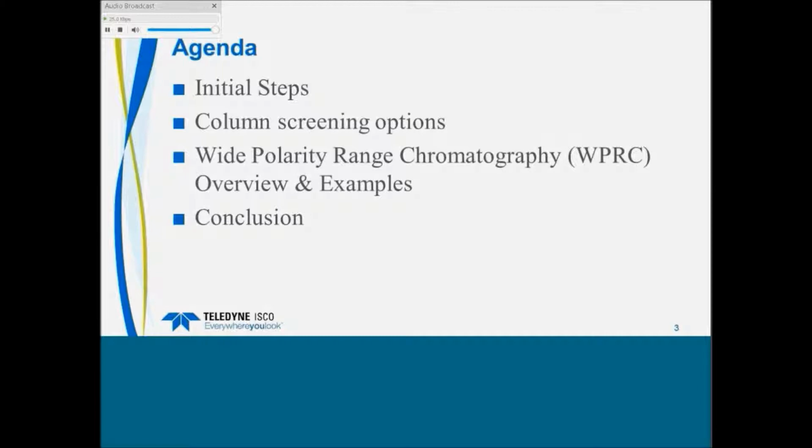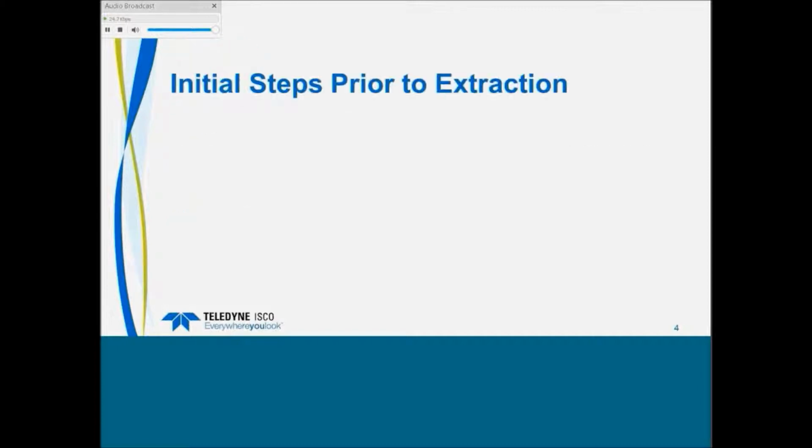I am. Our agenda for this presentation is we're going to discuss some initial steps for screening natural products. We're going to talk about the different columns that one can use for screening on an automated flash system. We're going to talk about a technique called Wide Polarity Range Chromatography that I find very useful for automated flash chromatography with some examples. And then we shall have a conclusion.